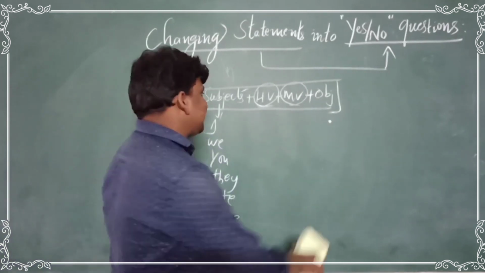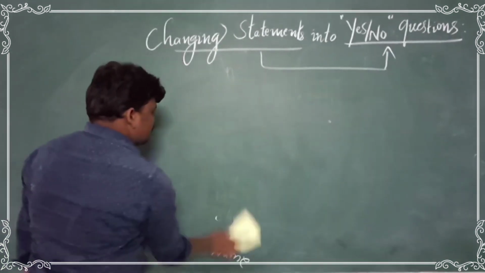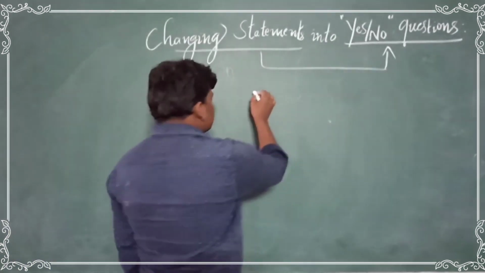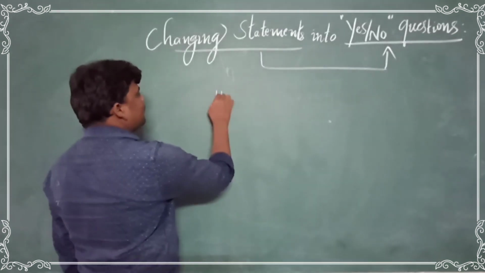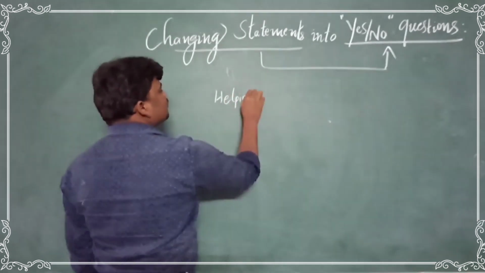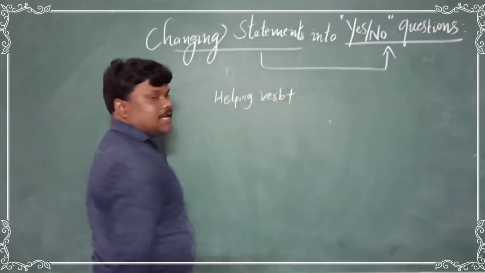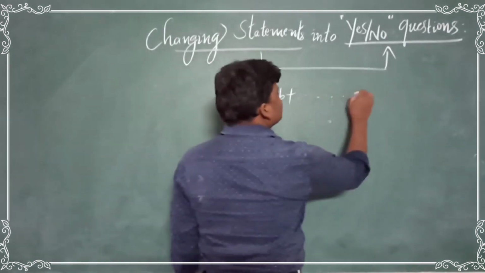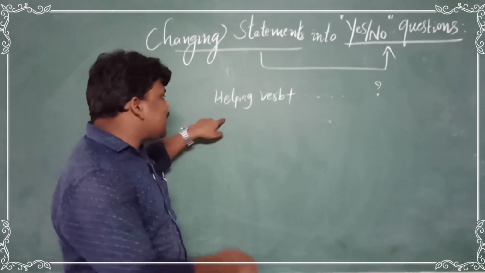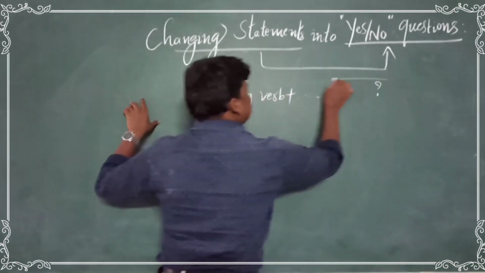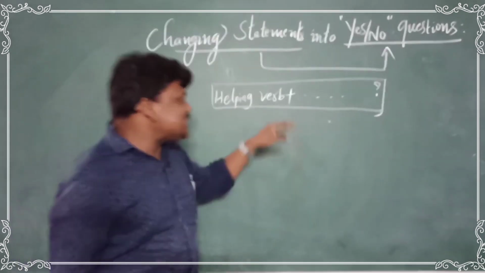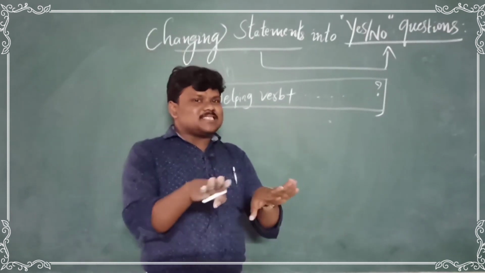What are yes or no questions? Fine? Yes, let's get into the topic. A question which starts with a helping verb and ends with a question mark is called a yes or no question. For these kinds of questions, we can say only yes or no. If it is no, no. If it is yes, yes.